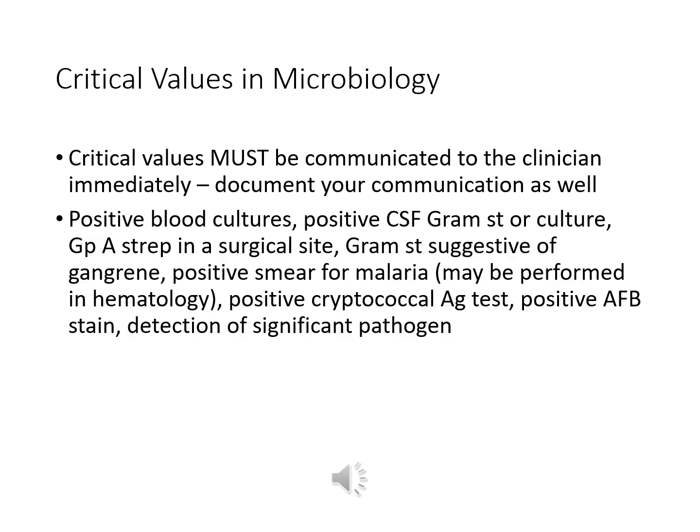So if you have a positive cerebral spinal fluid gram stain or a culture of group A strep and a surgical site gram stain that's suggestive of gangrene or a positive smear for malaria. Sometimes malaria is actually done in hematology, but since it's a parasite, we do talk about it here in microbiology again. A positive streptococcal antigen test, a positive acid-fast bacillus, or detection of any other significant pathogen. So you have to make sure that you pay attention to your SOP and your facility guidelines wherever you end up doing your clinicals or working, because they may have a more extensive list than what is listed here.